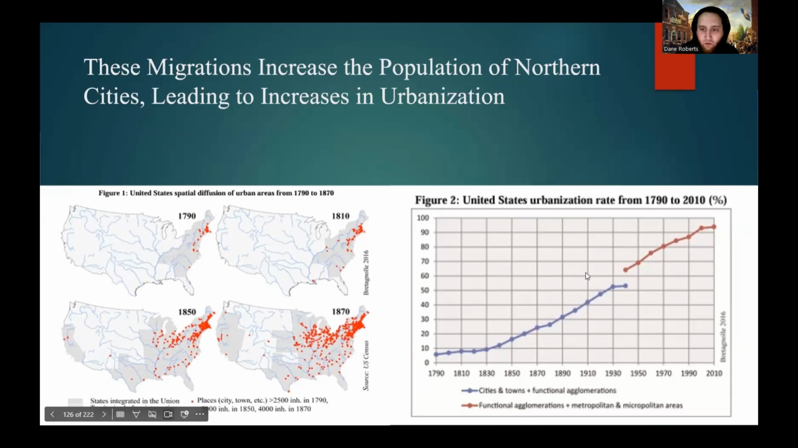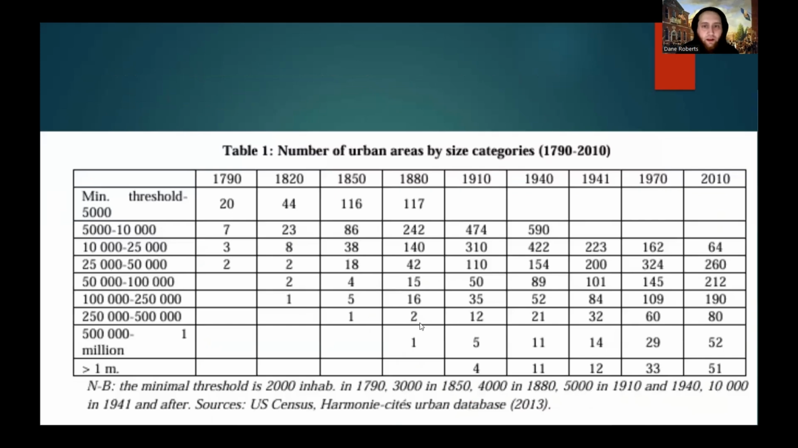And here's a graph showing the urbanization rate from 1790 to 2010. And you can see again a nice steady increase in urbanization that is relatively uninterrupted between 1830 and well into the 1930s. But of course, for the purposes of this video, between 1830 and the late 1840s, 1850 CE. And here is another table showing the number of urban areas by size categories during this time period, specifically between 1820 and 1850 CE.